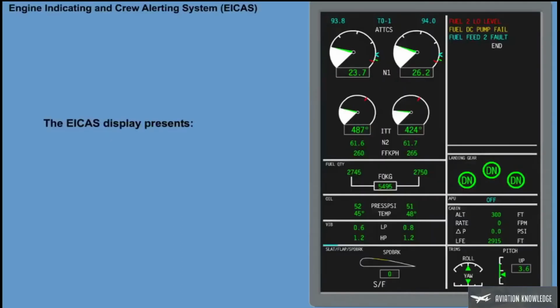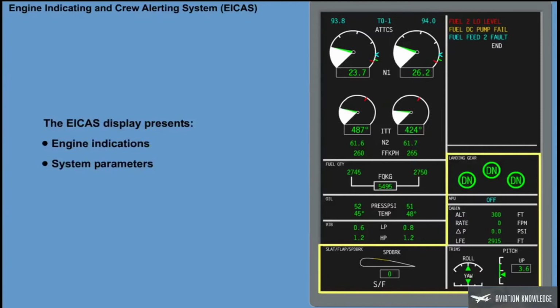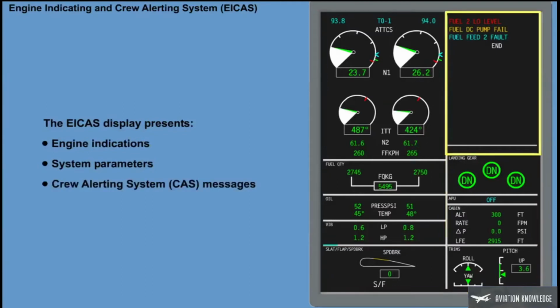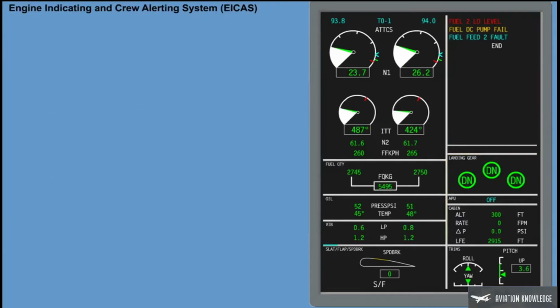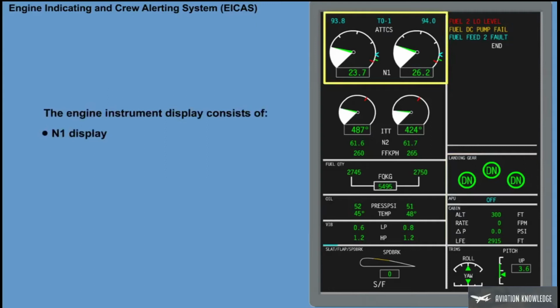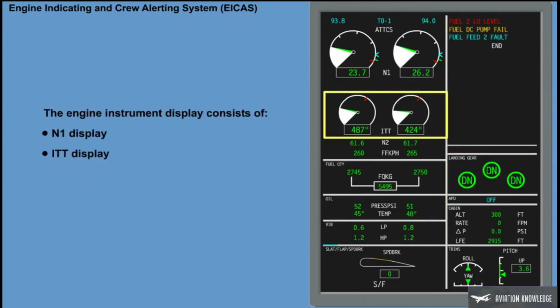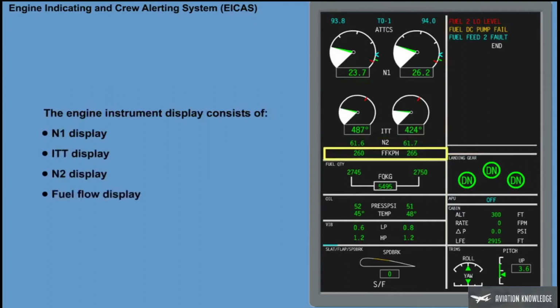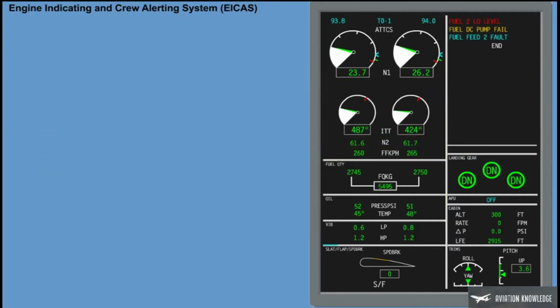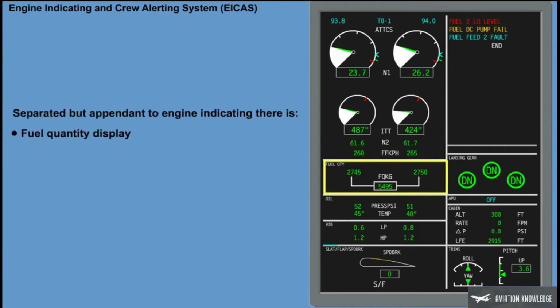The Engine Indicating and Crew Alerting System display, EICAS, presents engine indications, system parameters, and crew alerting system, CAS, messages. The engine instrument display consists of N1 display, ITT display, N2 display, and fuel flow display. Separated but appendant to engine indicating, there is the fuel quantity display, the oil display, and the engine vibration display.